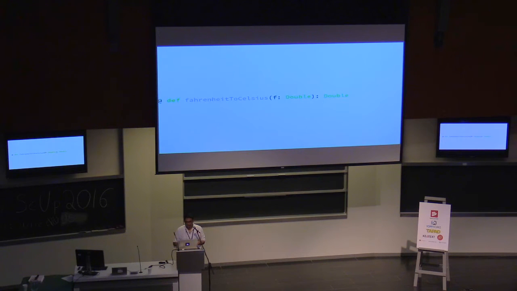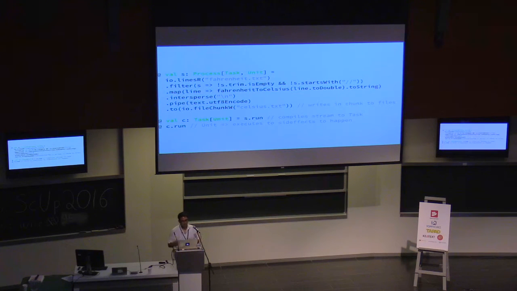With Scalaz-Stream, this is how it looks. We are using the io package from Scalaz-Stream. The linesR is reading each line from the fahrenheit.txt file. Then we are filtering out those lines that are empty or start with a double slash. Then we are converting the string value of Fahrenheit to its Celsius counterpart. And now that we have a list of Celsius values, we intersperse it with new lines, encode it with UTF-8 and write it to a different file.